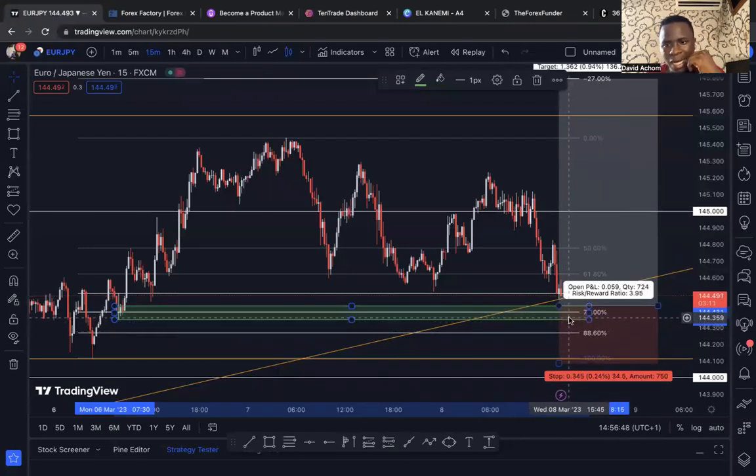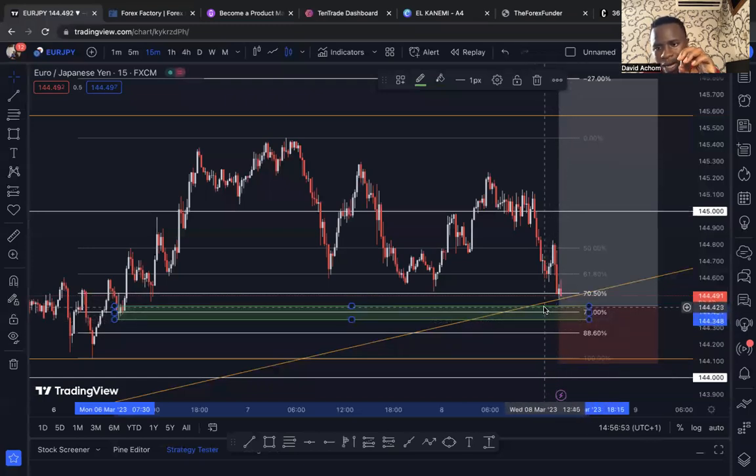So price is coming into our level and we are looking to buy. What are our buy levels? 144.430 and below is where we are looking.